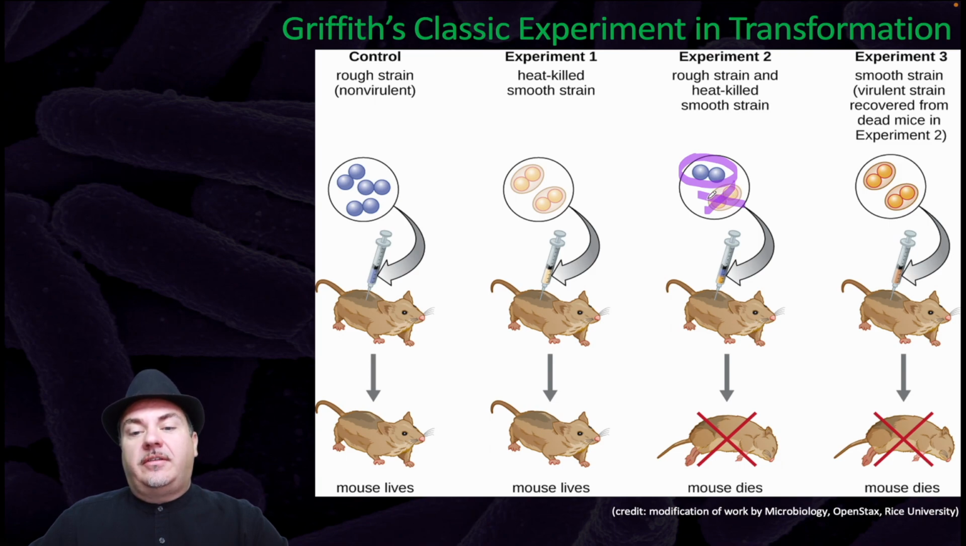That DNA was released into the environment. That DNA then got taken up by the rough strain, and that converted the rough strain into a smooth strain. And that's why the mouse died. So this was the first evidence of transformation among bacteria.